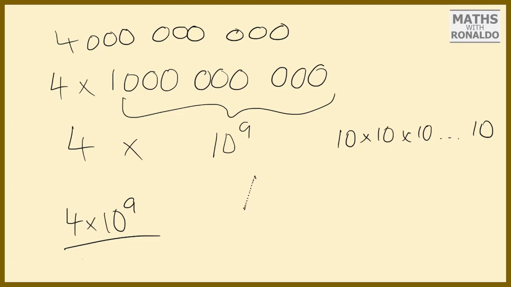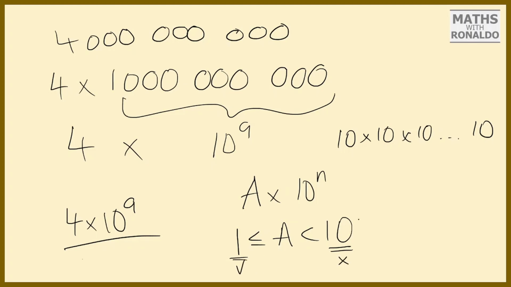Generally speaking, with standard form we have a times 10 to the power of n. A is a number that's between 1 and 10. It does not take the value of 10. It does take the value of 1. So a can be 1, it cannot be 10. And that's really important to know.